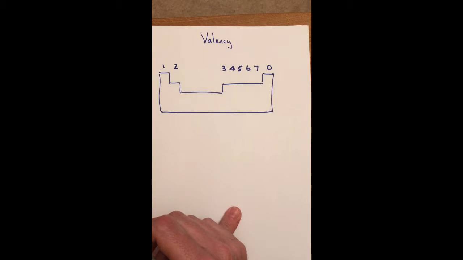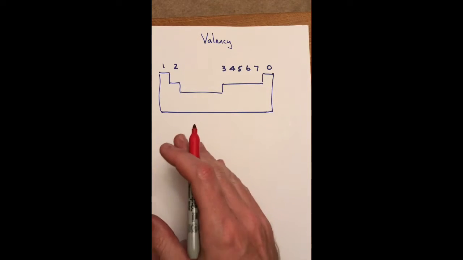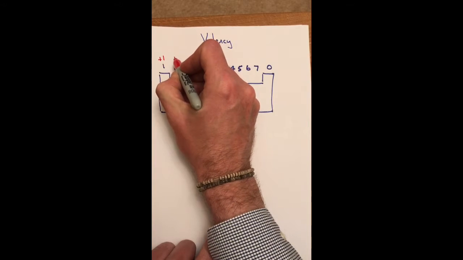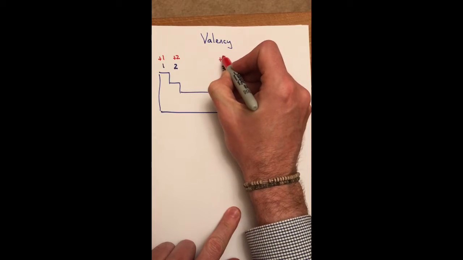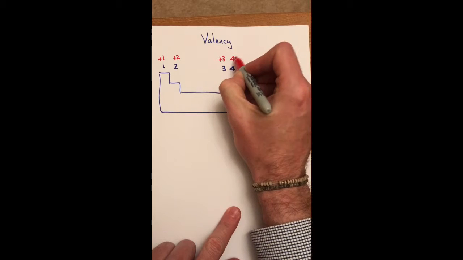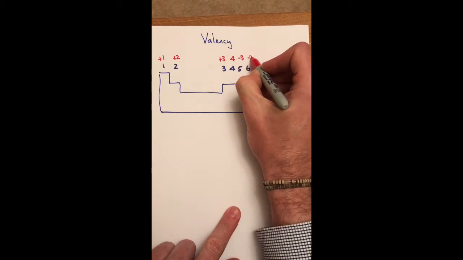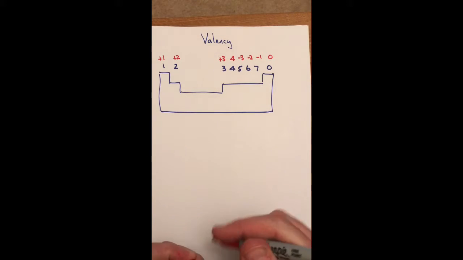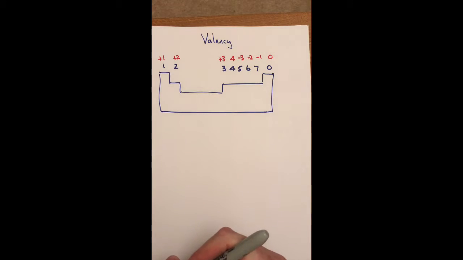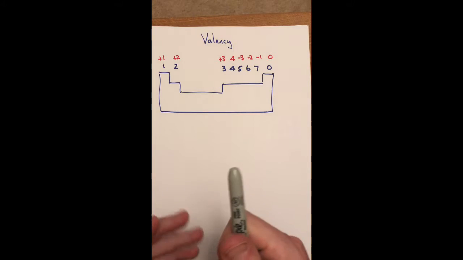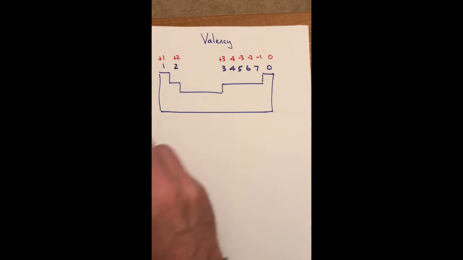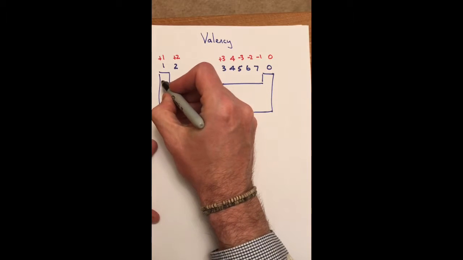The first thing you should do, my advice to you when you get in an exam situation and you open your paper up, you will have a periodic table in there. The first job is above these, write down +1, +2, +3, 4, -3, -2, -1, and 0. And those numbers at the top that I've put in red now, they are the charges on the ions that form in those groups.